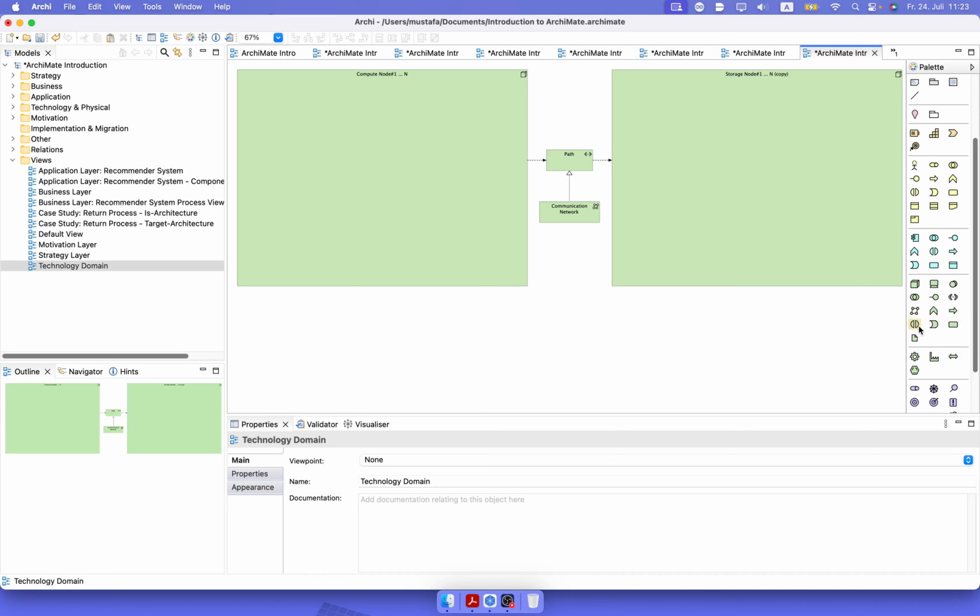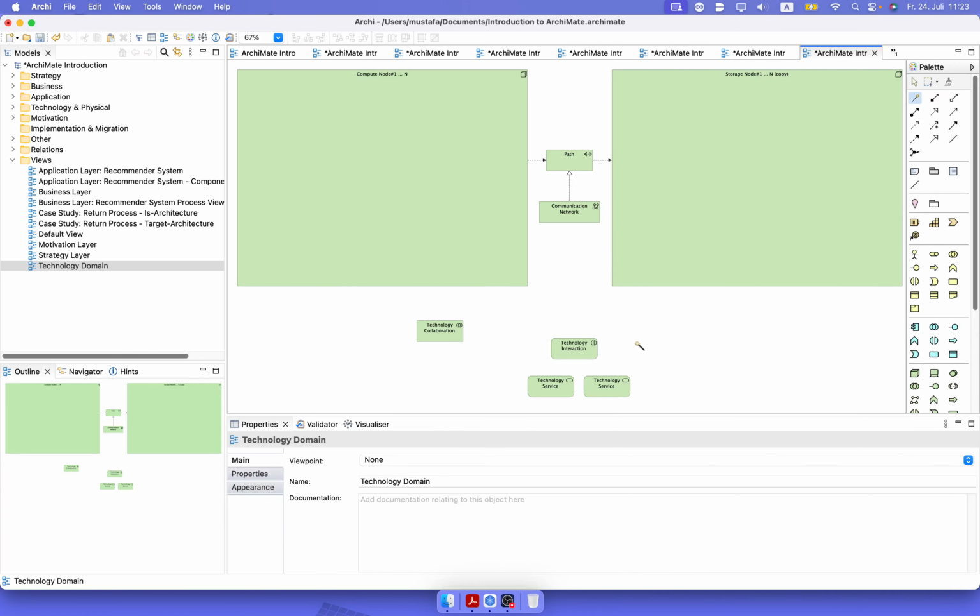You can have a collaboration, interaction, a collaboration and interaction. These are two different elements. We have said in previous session that we have behavior elements and we have structure elements. If you combine behavior elements, let's have a look here. These two behavior elements, these are technology services. The combination of these two services is an interaction. Let's verify that.